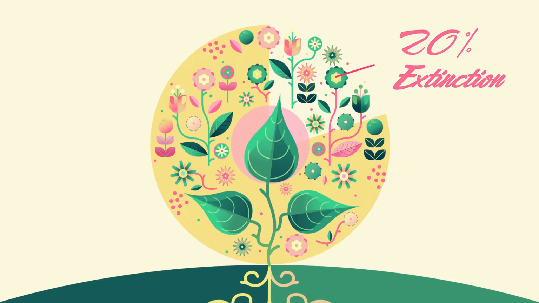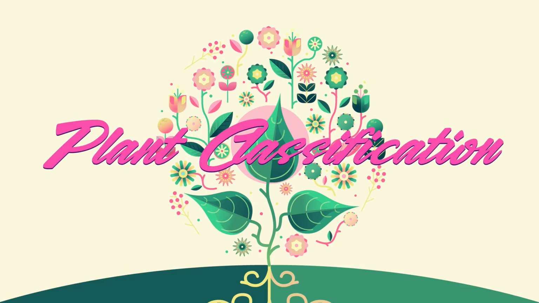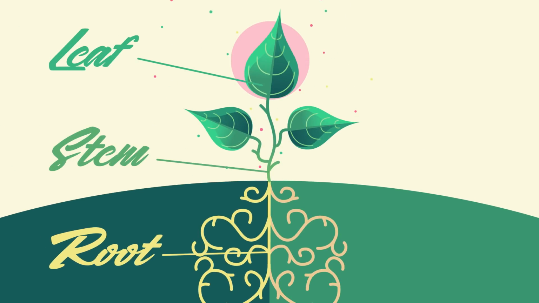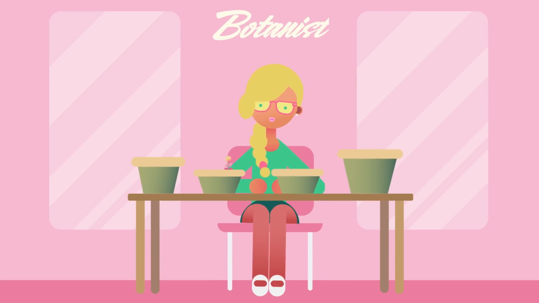In order to continue studying these plant species, we need to organize them in different groups. This is known as plant classification. Plants all have some common parts that maintain their survival, but beyond that, they can look very, very different. These differences help botanists classify and organize plants.